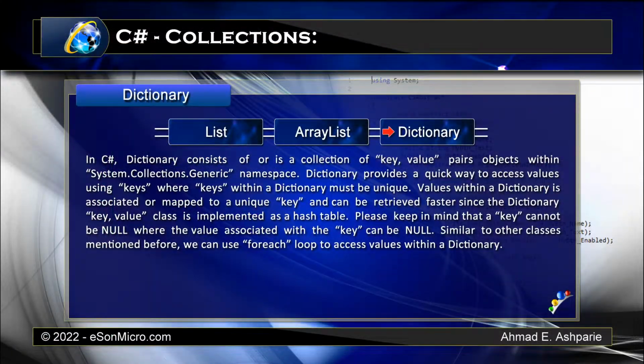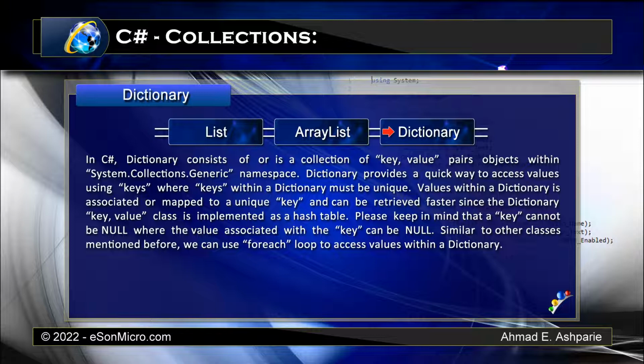Dictionary. In C#, a dictionary is a collection of key and value pairs, objects within the System.Collections.Generic namespace. Dictionary provides a quick way to access values using keys, where keys within a dictionary must be unique. Values within a dictionary are associated or mapped to a unique key and can be retrieved faster since the dictionary key and value class is implemented as a hash table.